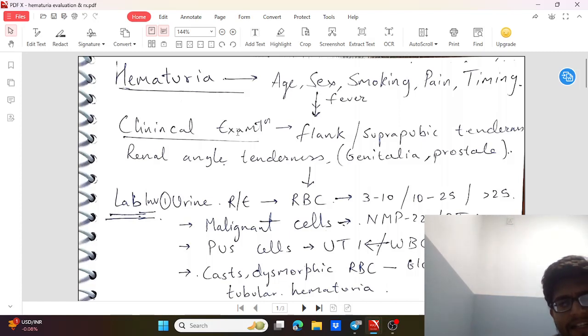Then coming to the clinical examination, we'll assess for any tenderness in the flank or in the suprapubic region or any renal angle tenderness. It is very important to check the genitalia for any injury or tenderness, and if the patient is an adult more than 40, then we should also assess the prostate.